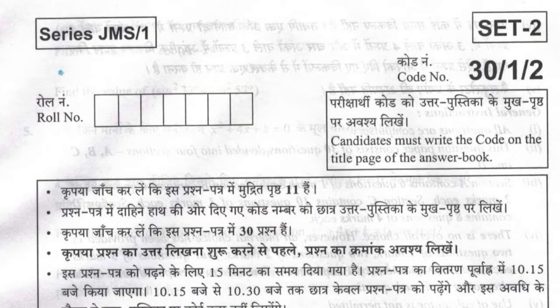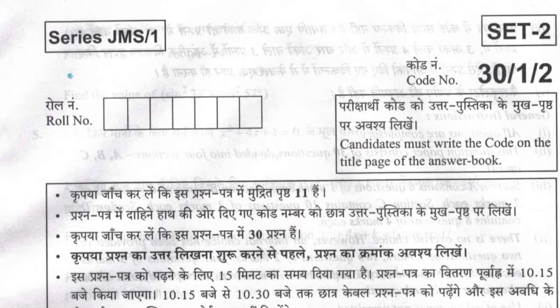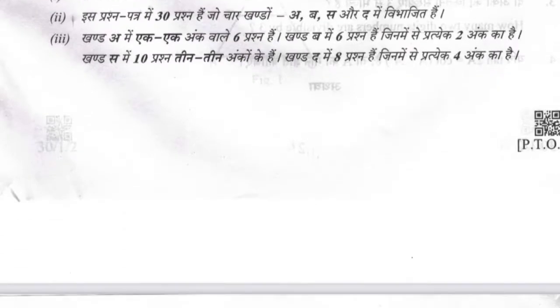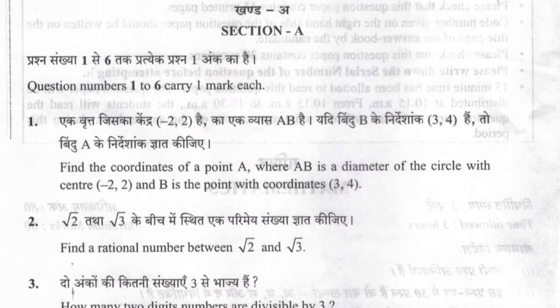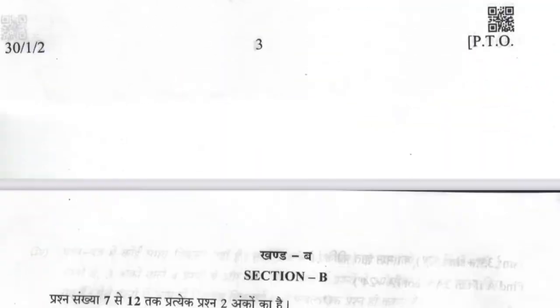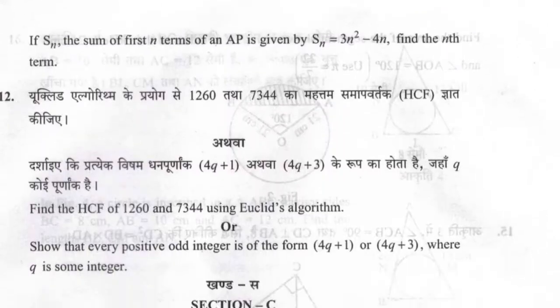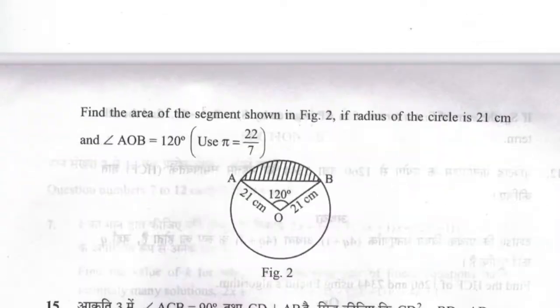Everyone, we are continuing to solve the CBSE 10th grade math board paper. This is for the year 2019. Series is JMS/1 and the code number is 31/2. So this is the set 2 for the paper 30/1, and we have already finished doing section A, section B and section C in our previous videos.